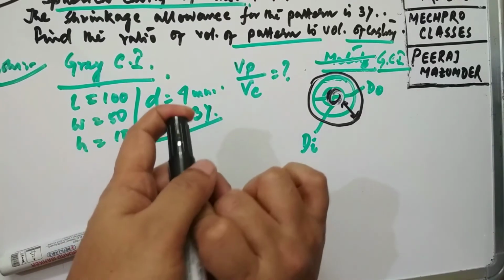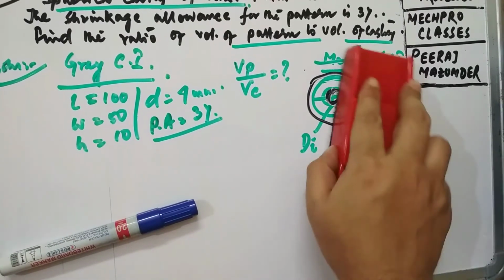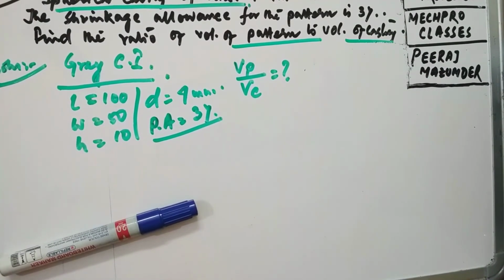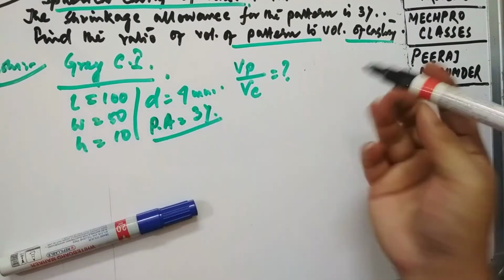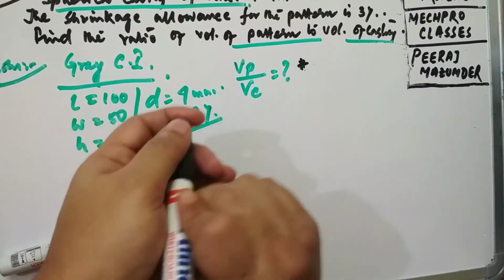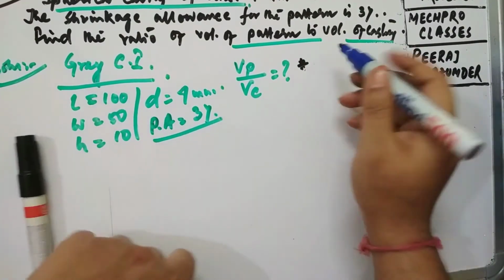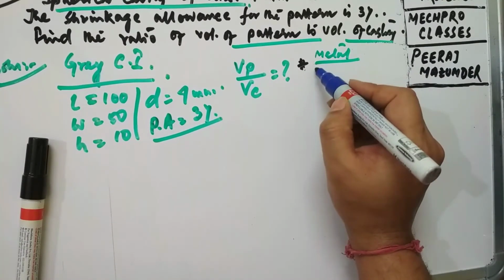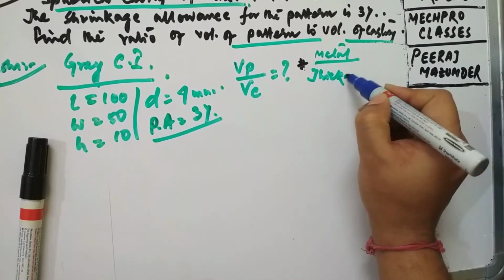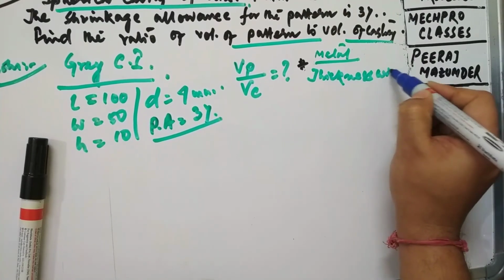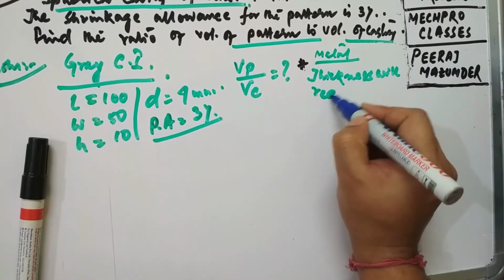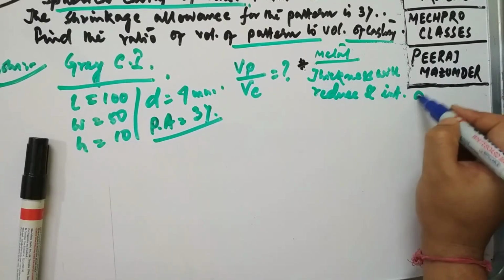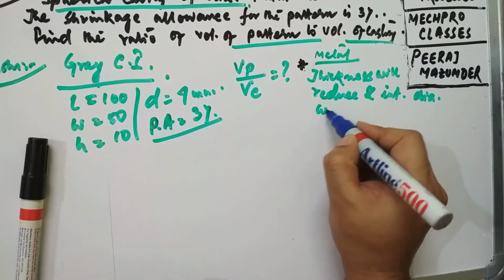So you have to keep in mind, while casting a hollow casting, for normal metal, what will happen? You can take a note somewhere if you want to remember that. This is very important. For normal metal, if you have to make a hollow casting, thickness will reduce and internal dia will increase.